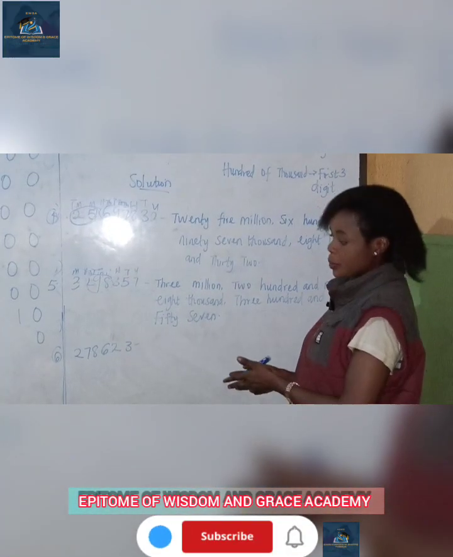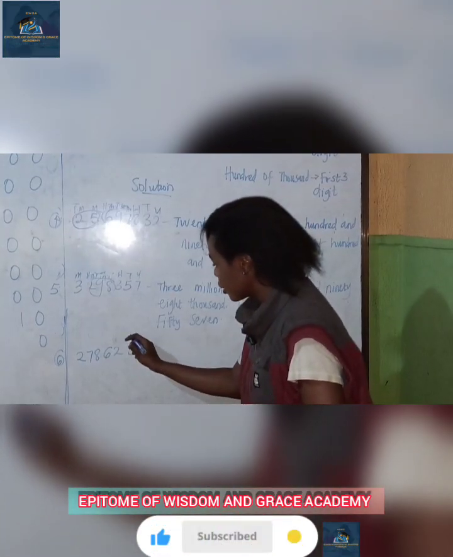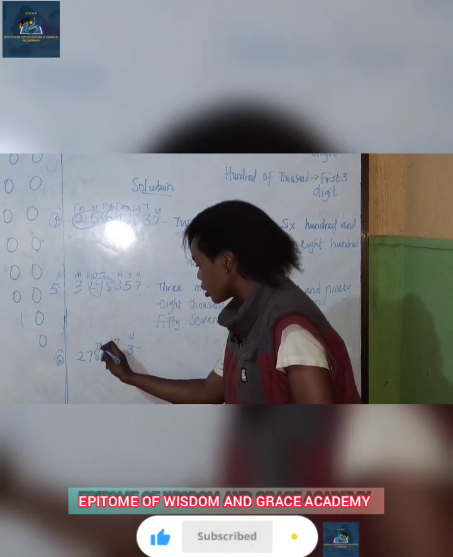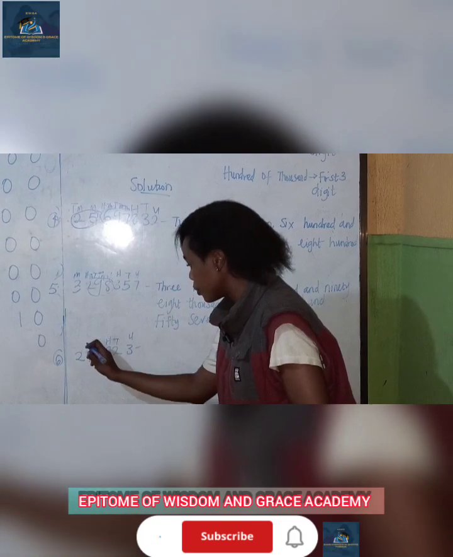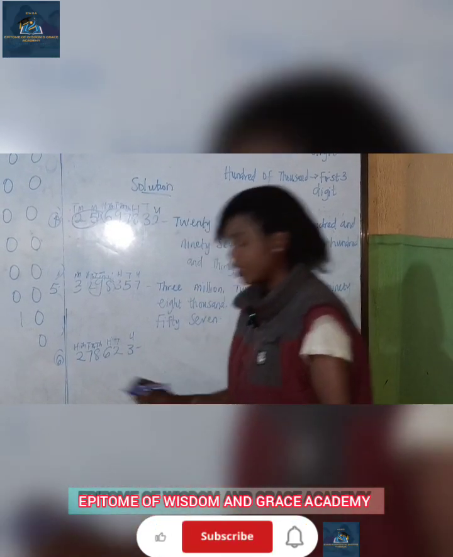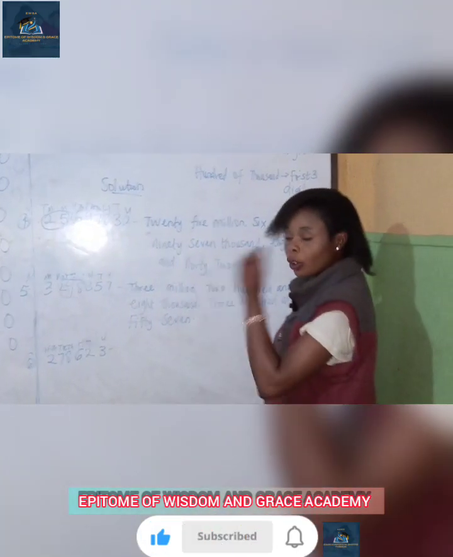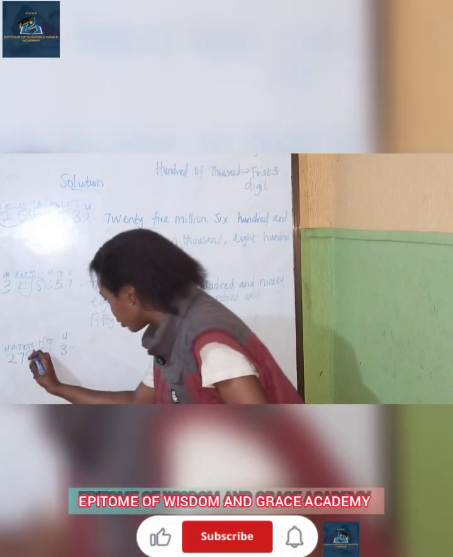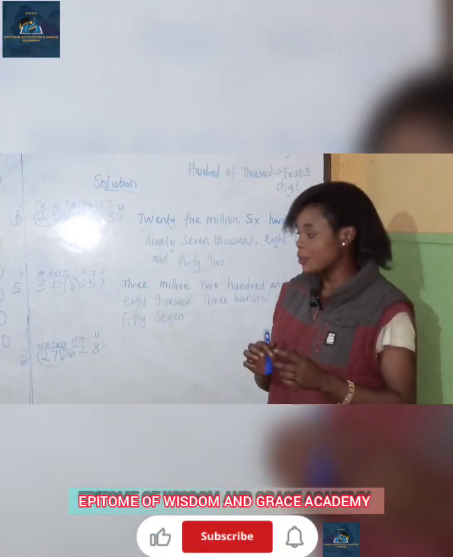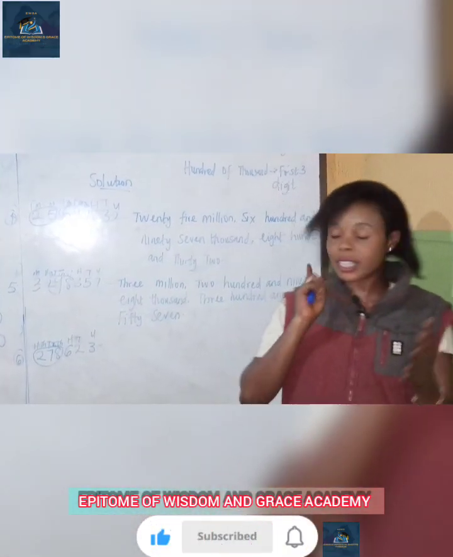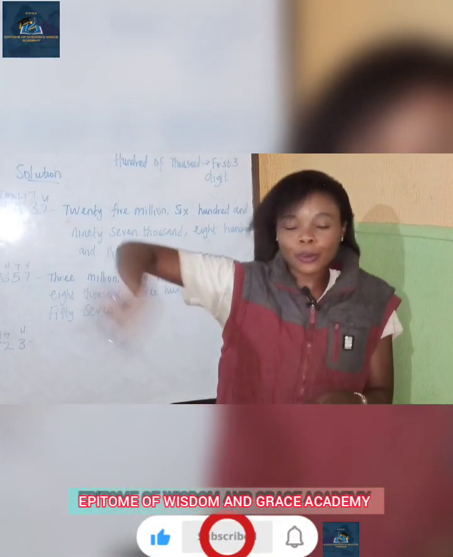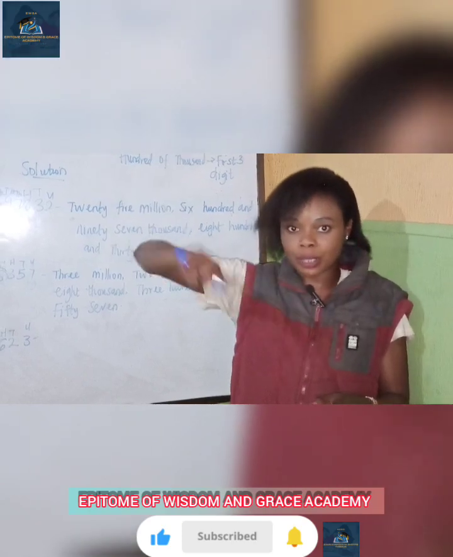Just like what we've always been doing, start from your units, your tens, hundred, thousand, tens of thousand. Then we have here hundred of thousand. Remember, like what we've always said, hundred of thousand, you circle the first three digits. I'm always saying this, please. Anytime you see hundred of thousand or hundred of million, make sure you circle the first three numbers.